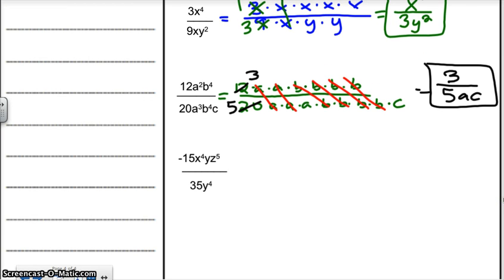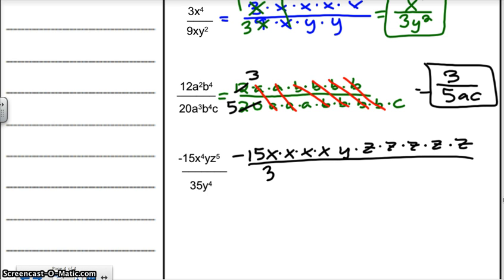Last one. Negative 15, x to the 4th y, z to the 5th. Negative 15, 4 x's, a y, 5 z's, over 35 and 4 y's. 1, 2, 3, 4, done. Okay. Cross out common factors. Oh, all that expansion, I can only cross a y out.